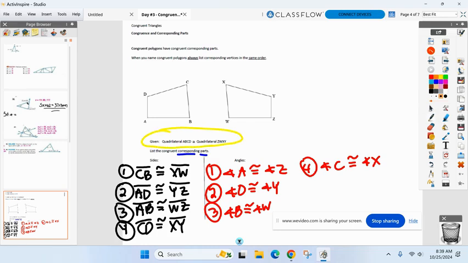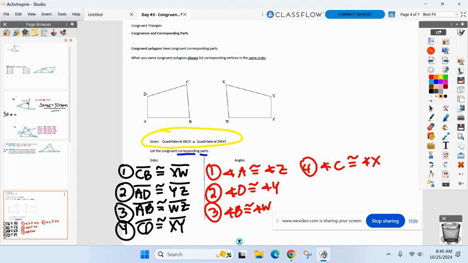That statement right there is written in a particular order. What do I mean? Look where CB is in that statement. See how it's the second and the third letter? Everyone see that? Look over here in the other quadrilateral. What's the second and the third letter? XW. Take a look. Angle A and Z.